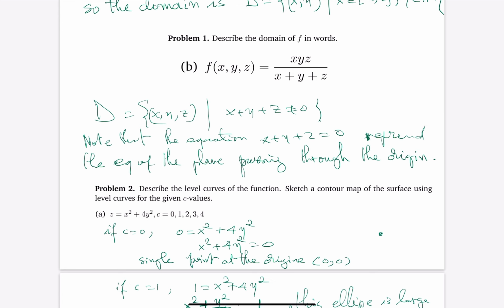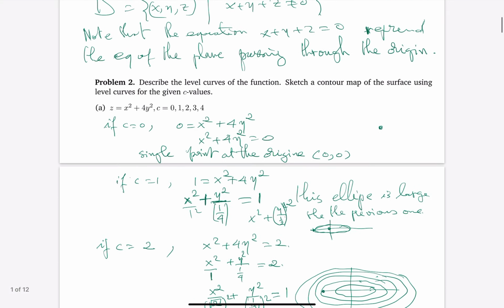But since this one has to be non-zero, the domain is all x, y and z such that x plus y plus z is non-zero, and x plus y plus z equal to 0 is an equation of the plane passing through the origin. Why? Because x minus 0 plus y minus 0 plus z minus 0 is equal to 0, and you can tell the origin is 0, 0, 0.